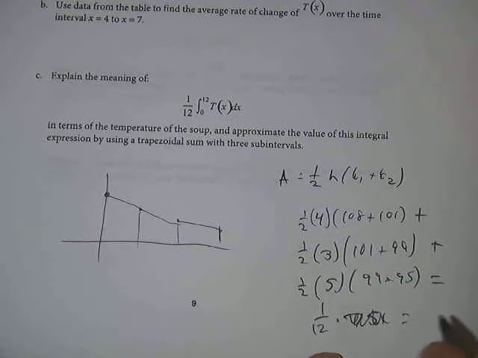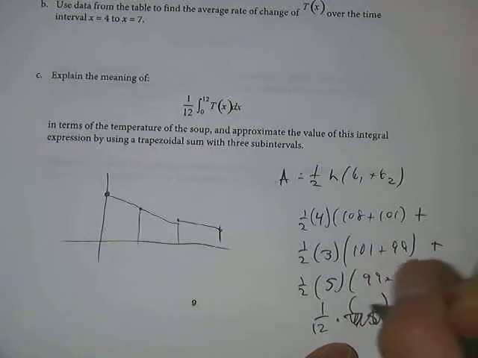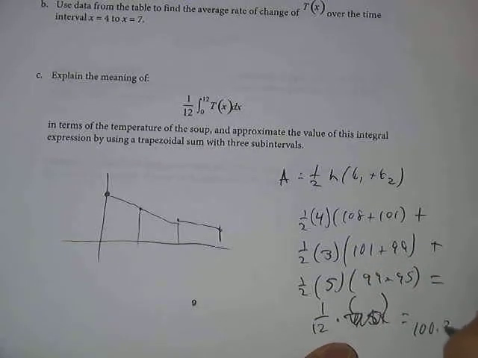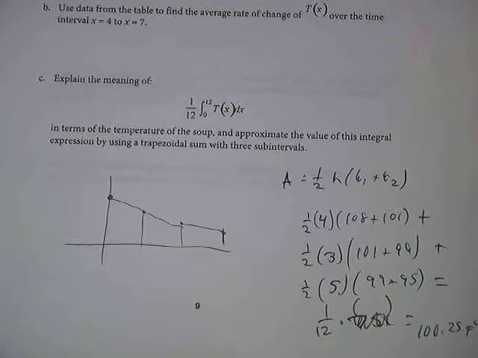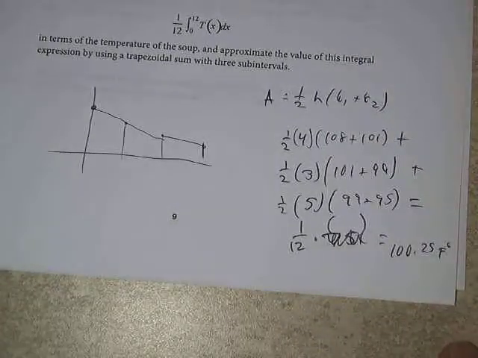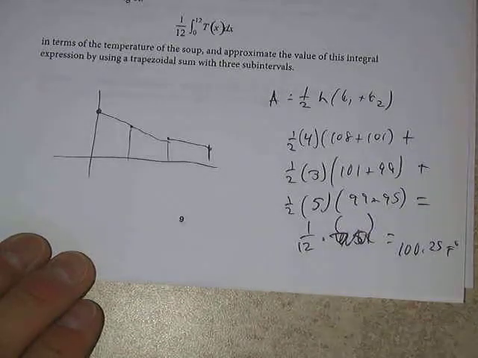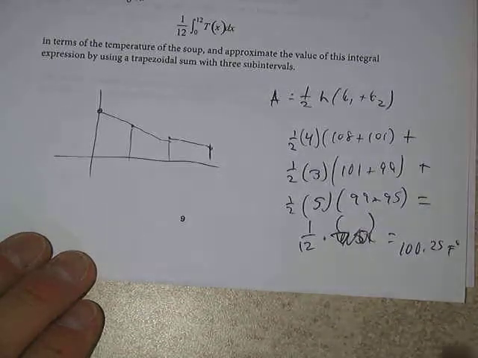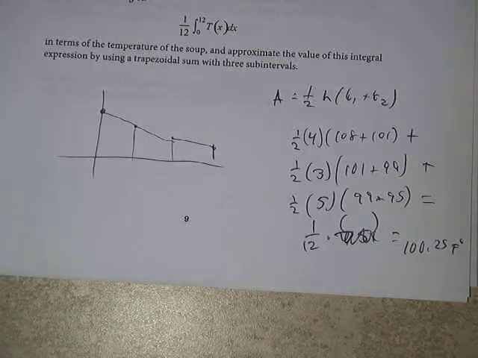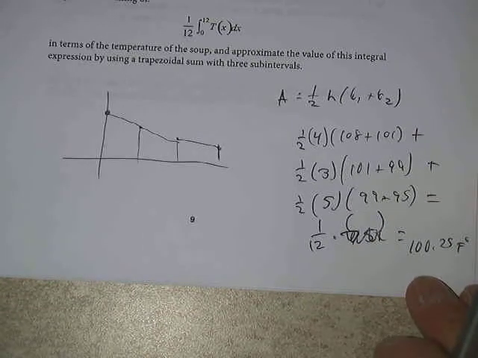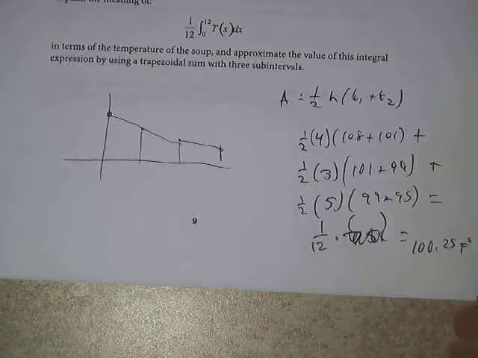Now keep in mind that this would be the total, but we want the average, so that's why we still have the 1/12 out in front. So the final answer would be... actually no, I looked at the wrong one. Not 751. I don't know where that came from. They don't even have the total here. Ultimately, that times whatever that is gives 100.25 degrees Fahrenheit, which would be the average temperature of the soup over that 12-minute period. I don't know where that other number came from, a different problem altogether.